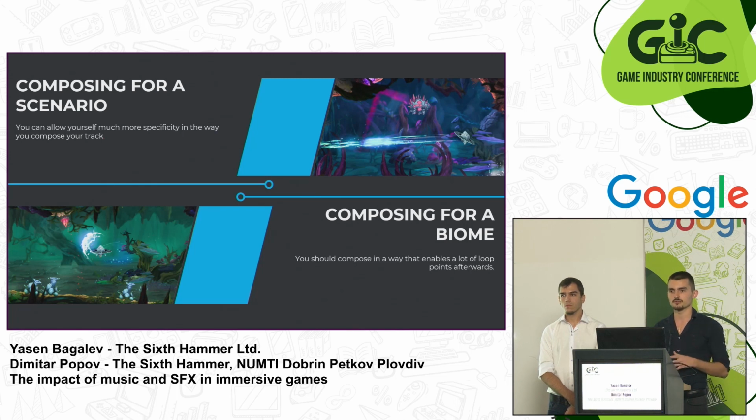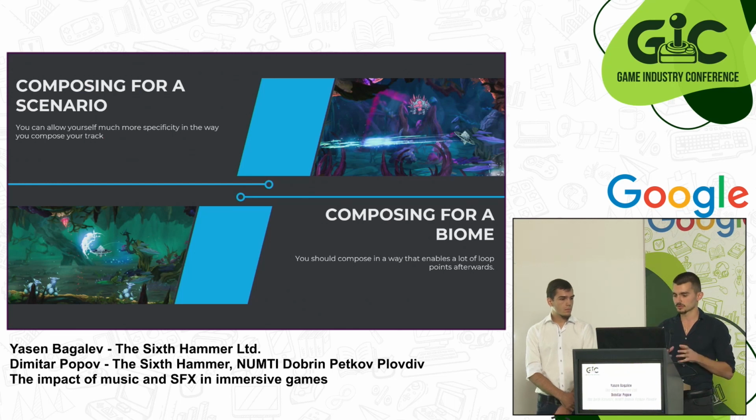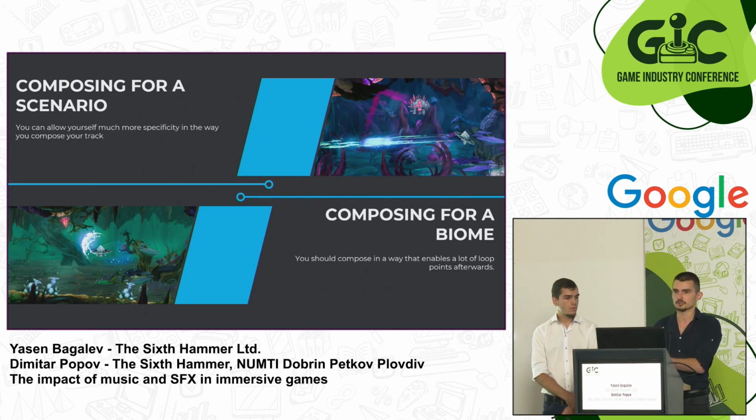But when you're composing for a biome, that means that your track will probably be looping a lot of times, so you need to create a lot of loop points. In order to do that, you should be much more conservative with changing the tempo or the instruments mid-track. And you want all of your transitions to be much shorter in those tracks.